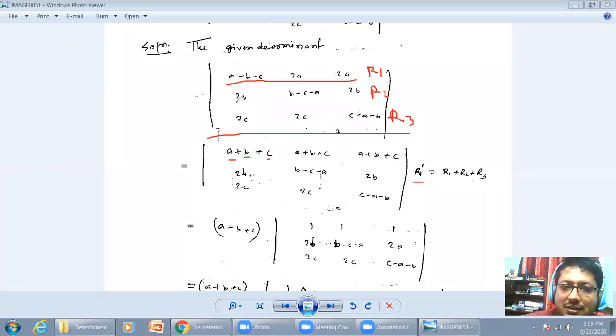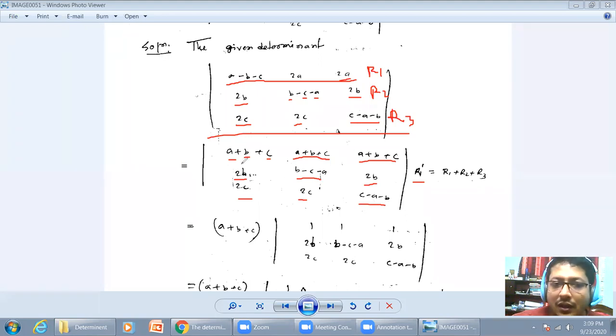So a plus b plus c. Then a minus b minus c plus twice b plus twice c, that means a plus b plus c. Again, twice a plus b minus c minus a plus twice c equals a plus b plus c. And again, twice a plus twice b plus c minus a minus b equals a plus b plus c. And the rest: twice b no change, b minus c minus a, twice b, twice c, c minus a minus b.